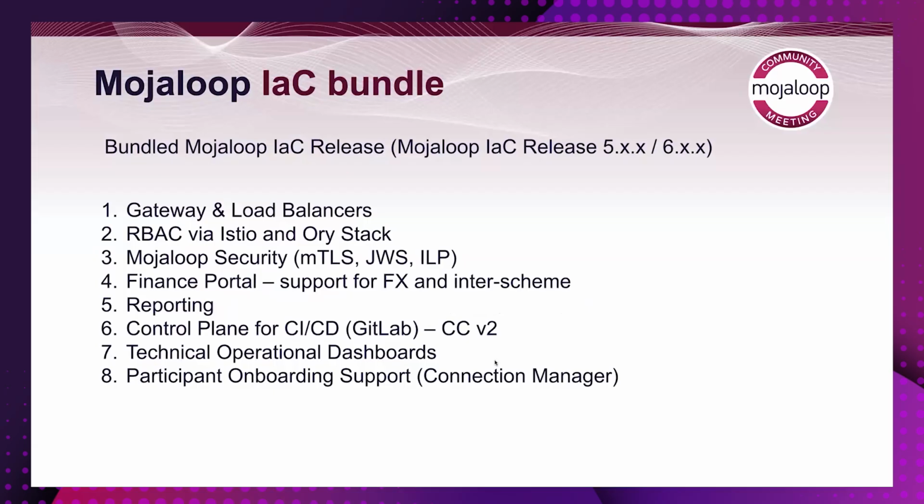So the Mojaloop IaC bundle that is available on the Mojaloop GitHub organization. These are public repositories. We're currently in the version 6 tags, and they have all the tooling that we talked about earlier: the gateways, tools for role-based access control, security for mutual TLS, JWS, and Interledger protocol, the finance portal, the tools or services for reporting, and we have the control center or the control plane for CI/CD, deploying Mojaloop and maintaining them, monitoring support, and onboarding support as well.